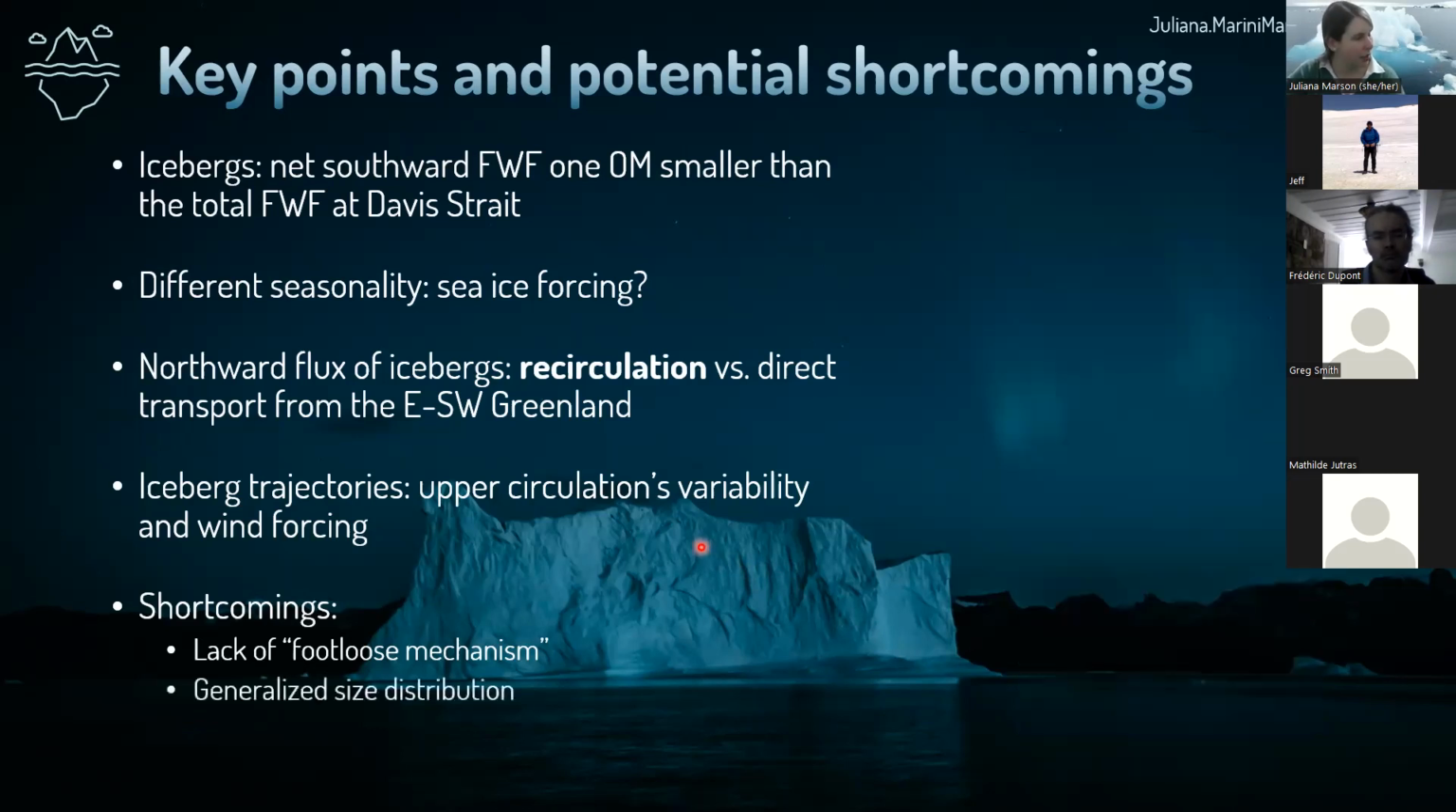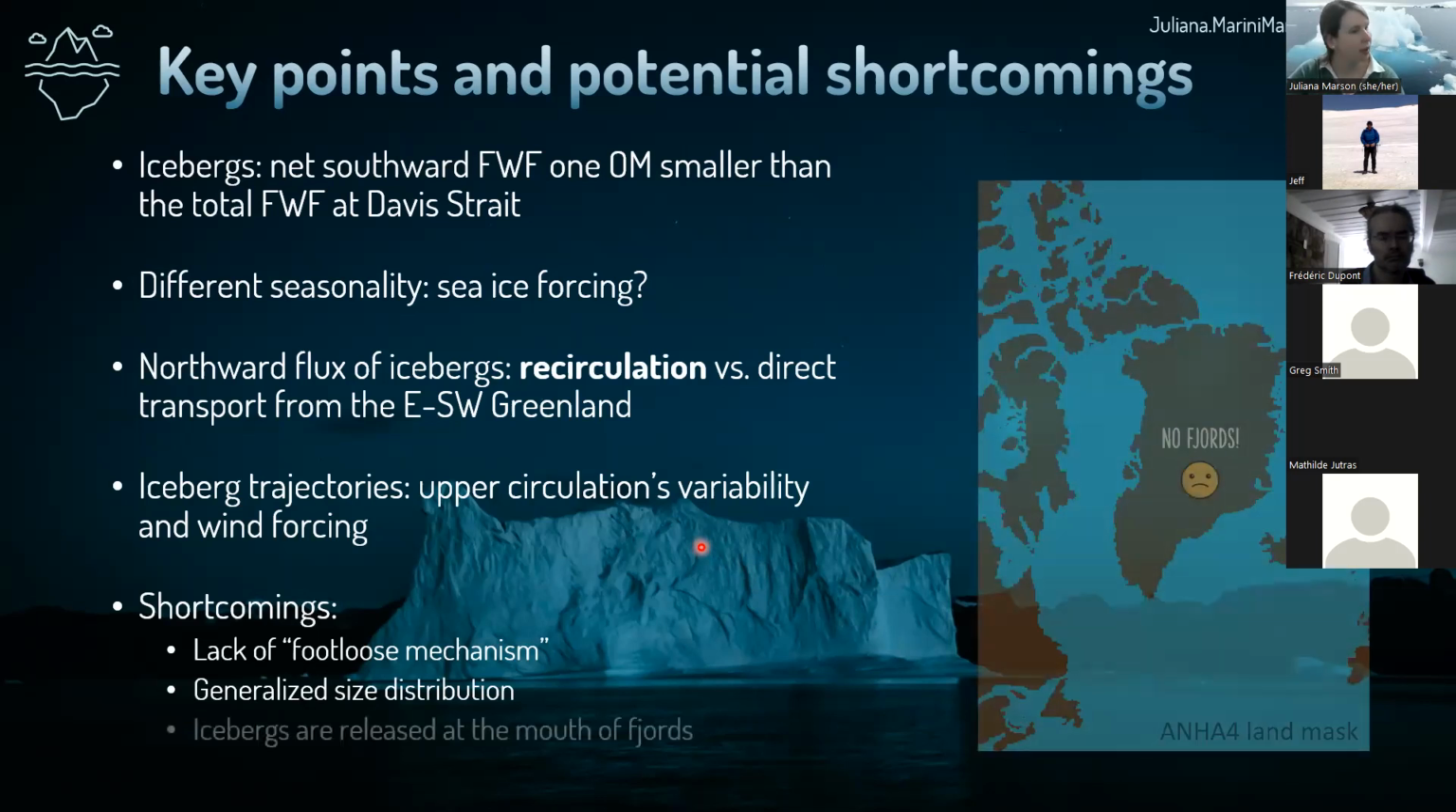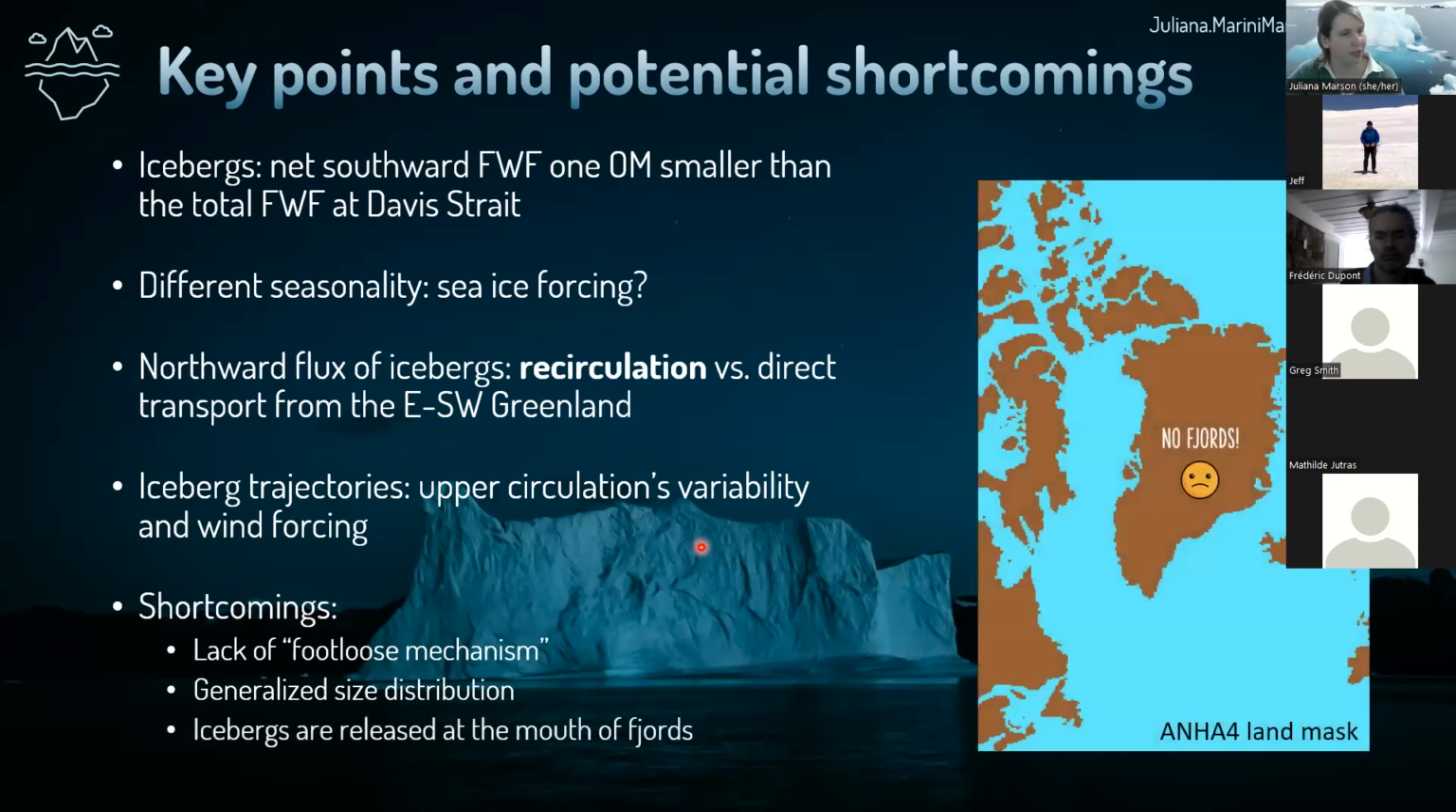So that means that our icebergs might be living longer than they should. The second shortcoming is that we have a generalized size distribution for icebergs. It's not particular to Greenland. And the last one is that in this particular resolution, as you can see here from this figure, there are no fjords being represented. So the icebergs are spawned already in open ocean. And we know that lots of mass of icebergs are lost still inside the fjord. So we also might be overestimating the amount of solid ice that is reaching open ocean. And that's it. Thank you so much.